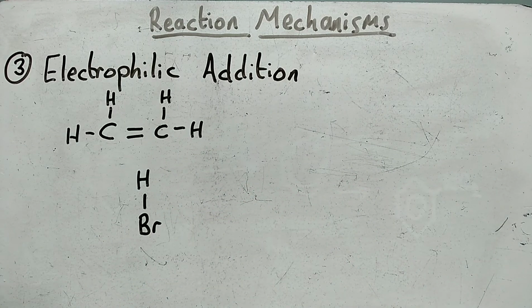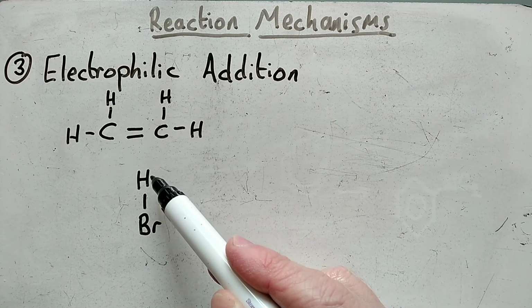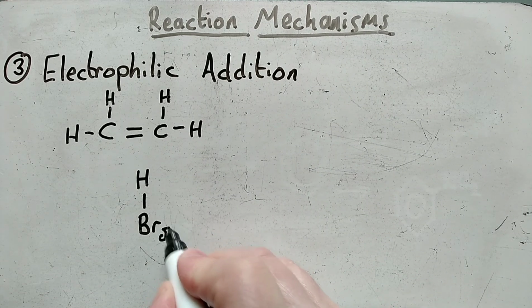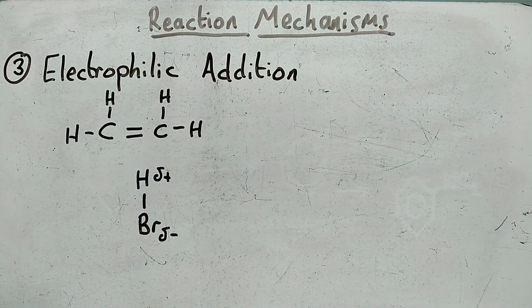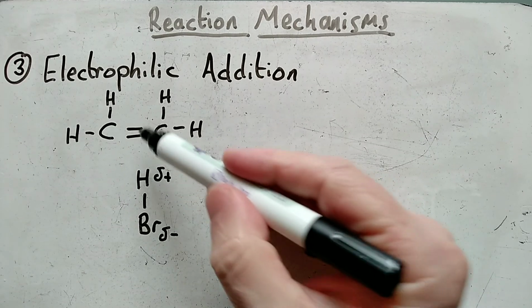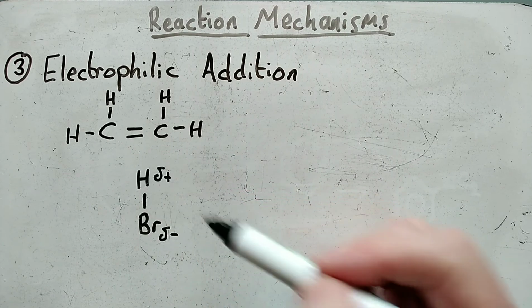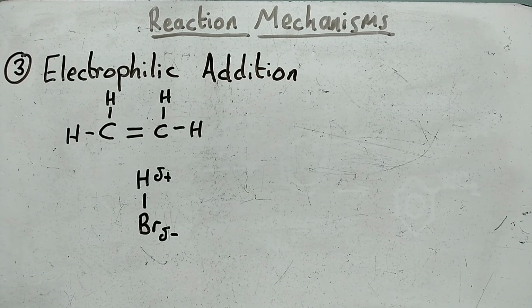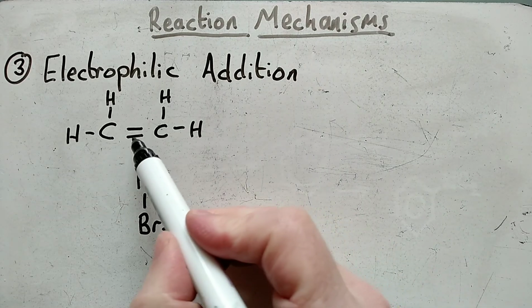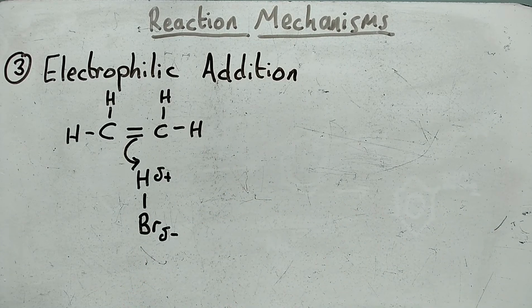Now, again, this bromine is far more electronegative than our hydrogen, so the bromine is going to be delta minus and our hydrogen is going to be delta plus. Now, again, this is a region of electron density, and this is something with a slight positive charge. So this will be attracted to this region here. However, we don't show it in that direction. We always show the movement of electrons. The electrons move from the region of high density to the hydrogen to form a bond.